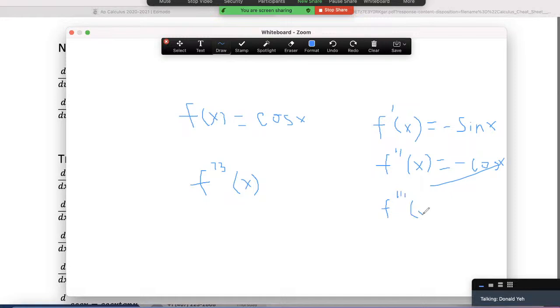So what is this third derivative going to be? Using the pattern, you divide by 4. The fourth derivative is cosine of x, and it goes to 72. So you're left with 1 more derivative. You take one derivative of cosine, which is negative sine. So this one ends up being negative sine of x.